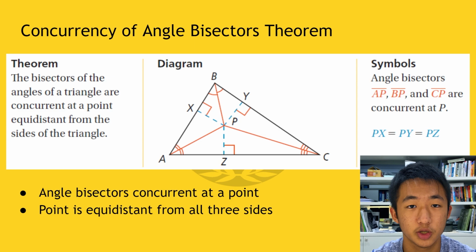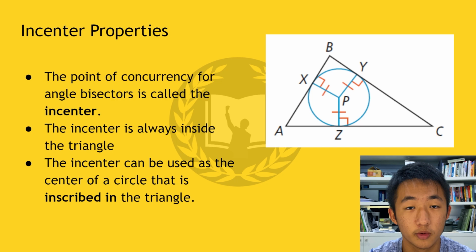The point of concurrency of angle bisectors is also known as the incenter. Like the circumcenter, the incenter is always inside the triangle. It can also be used as the center of a circle that is inscribed within the triangle. This also explains why this point is called the incenter.